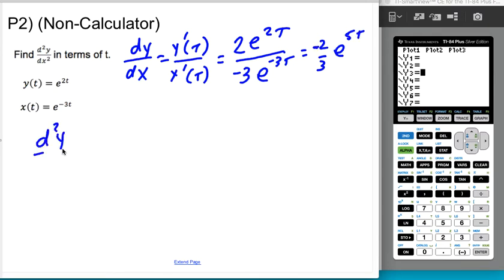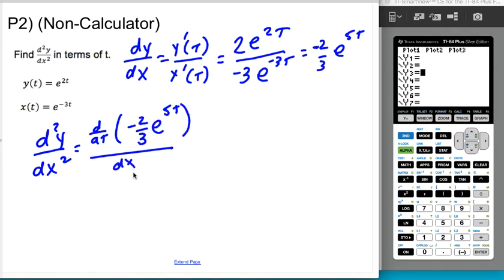My second derivative, d squared y dx squared, is going to be the derivative with respect to t of the thing I just found, divided by dx dt, which we already know how to find because we already found it. It's right here. So I'm going to get that this is a negative 10/3 e to the 5t, right? Because it would be the derivative of the negative 2/3 e to the 5t, which is negative 2/3 e to the 5t times the 5.